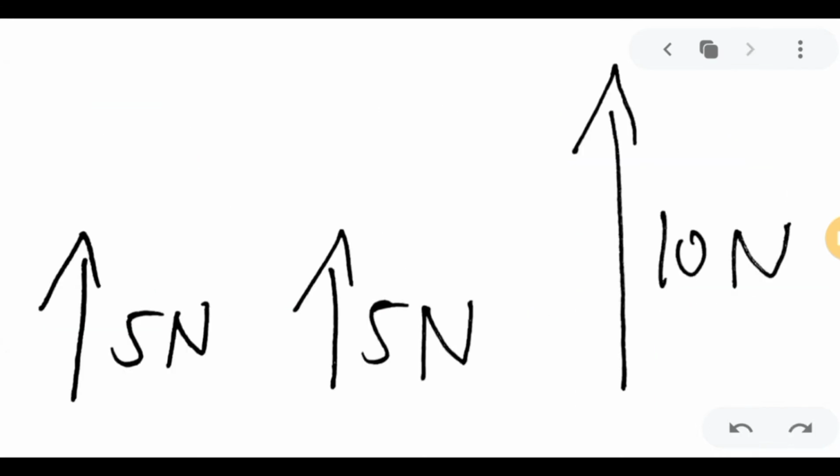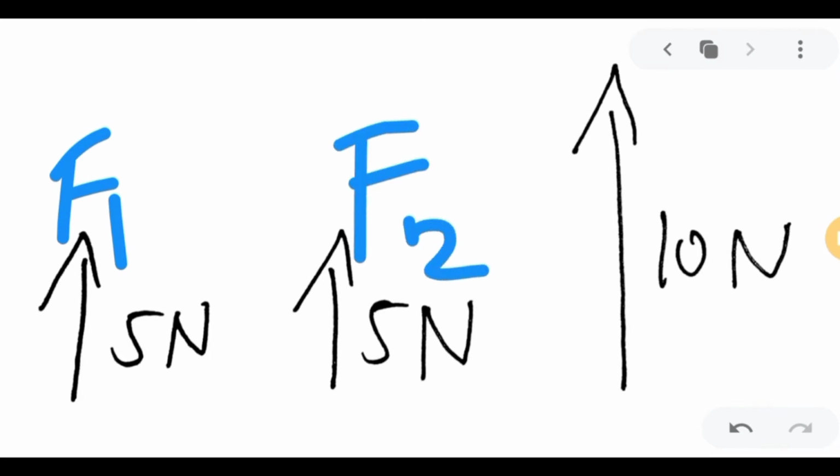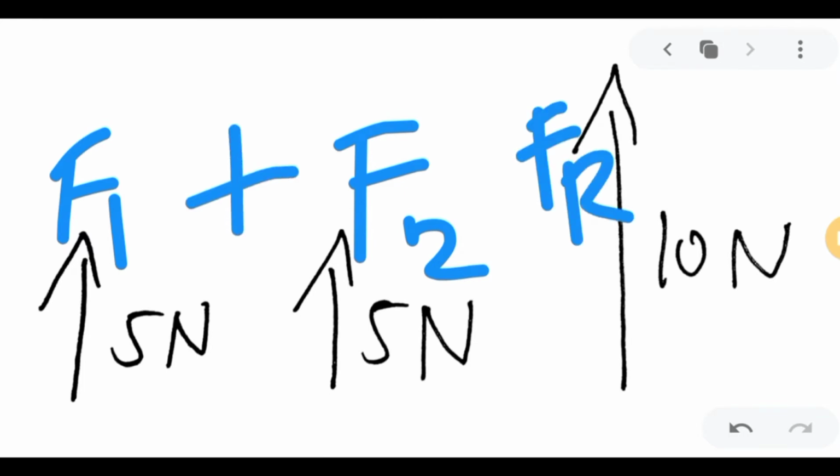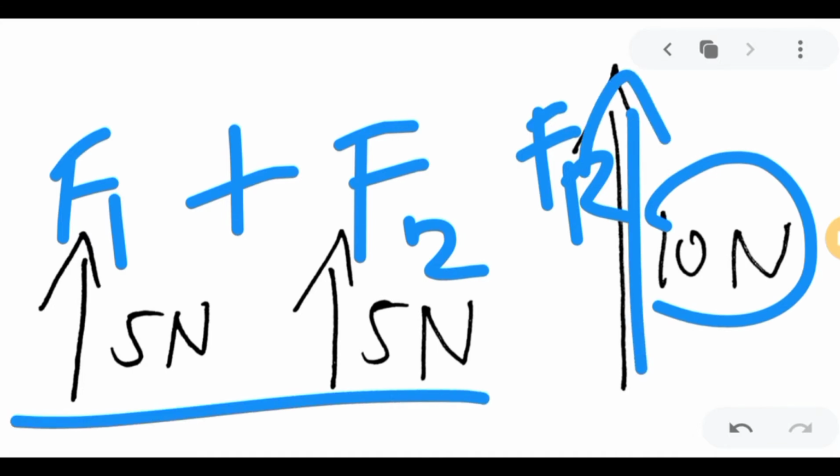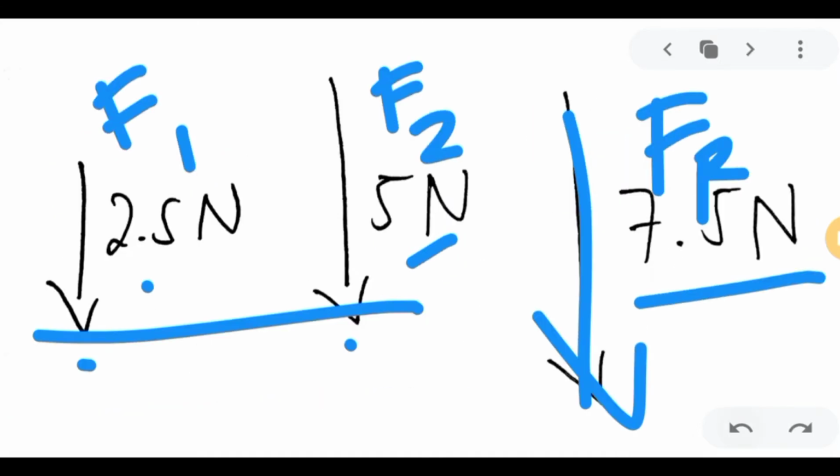Another example: I have here 5 newtons going to the north, your F1, and 5 newtons going to the north as well, your F2. Since they are in the same direction, you just have to add F1 plus F2 to get the Fr. And 5 newtons plus 5 newtons is 10 newtons, and the direction is going to the north since both of them are going to the north. So that is how you solve vectors that are parallel to each other.